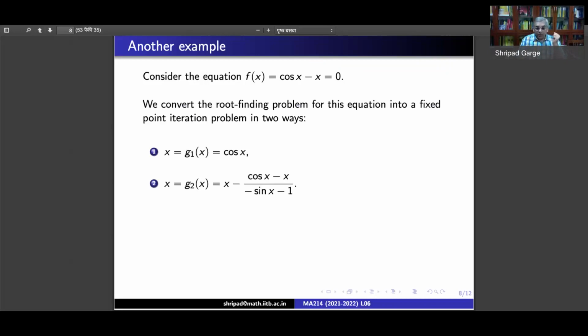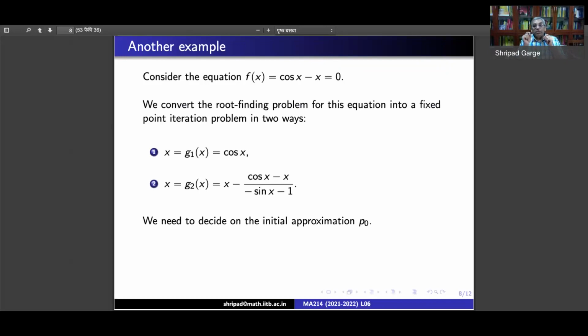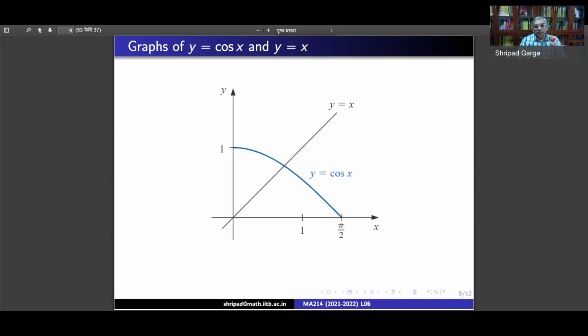Okay. Now we have to find some good initial approximation p naught. Without our initial approximation, this method will not work. So we have to find a good enough initial approximation. What initial approximation should we take? What p naught should we take? So let's look at the graphs. Cos x and x, these are some very simple-minded functions. Let's look at their graphs.